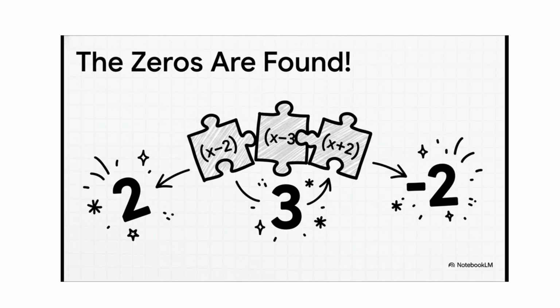And once it's fully factored down like this, the zeros are just staring you right in the face. What makes each little piece equal to 0? Well, if x is 2, that first part is 0. If x is 3, the second part is 0. And if x is negative 2, the third part is 0. And just like that, puzzle solved. The roots are 2, 3, and negative 2.